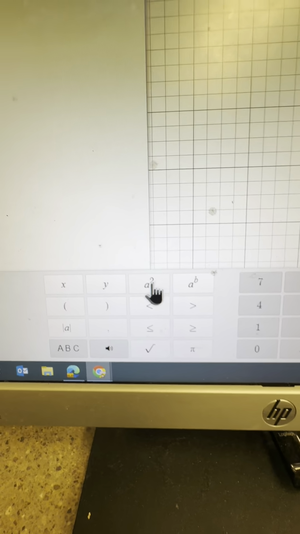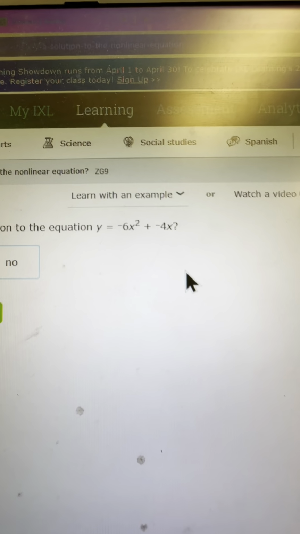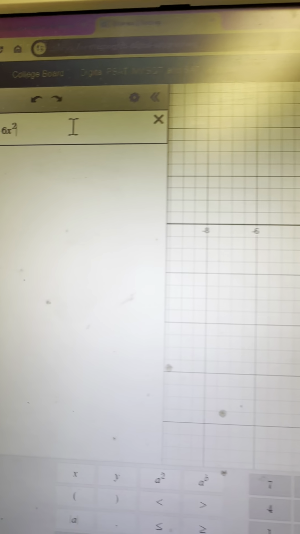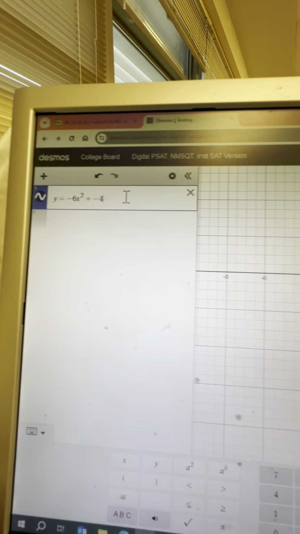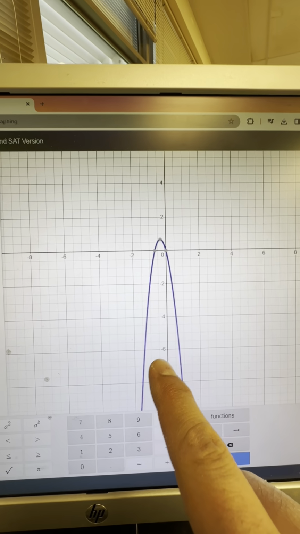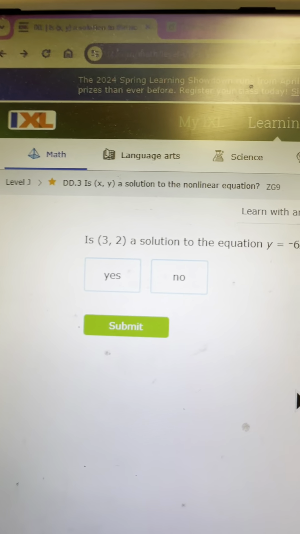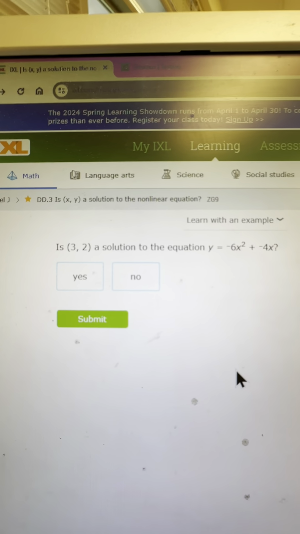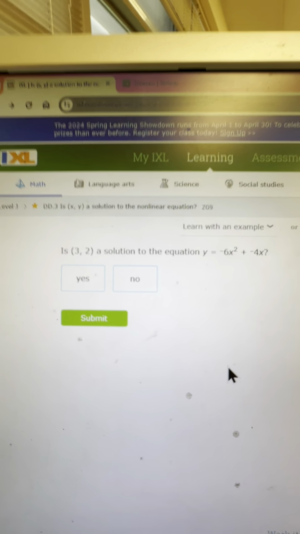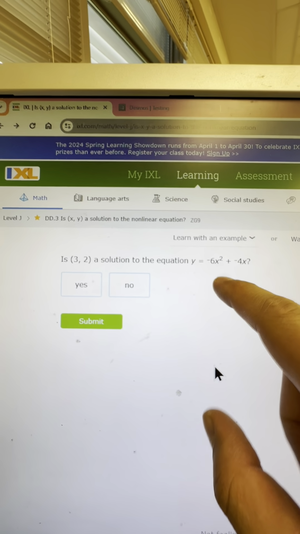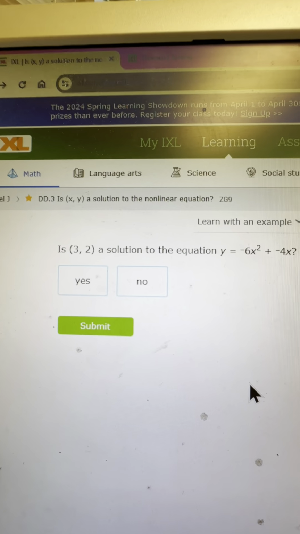So I'm going to open up the calculator where it says this a squared. Click on that, and that's going to give you a squared button there. Then I'm going to go back, and it says to put in plus negative 4x. So I put plus negative 4x, and you'll see your graph will pop up here. Next, you want to check, is this point a solution? A solution, when we're looking at a graph, just means that when you plot this point, it'll be on that line.